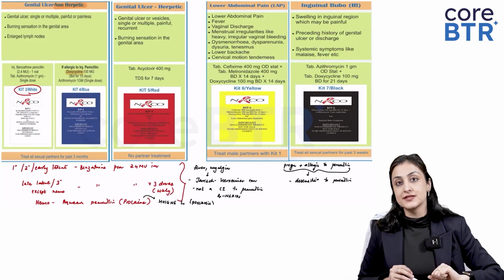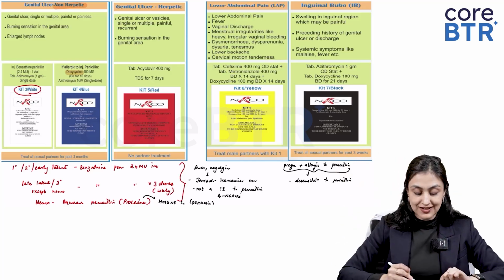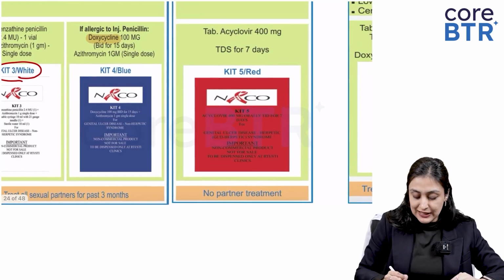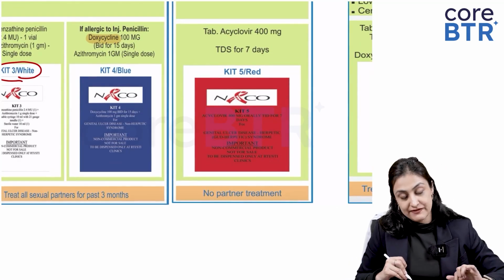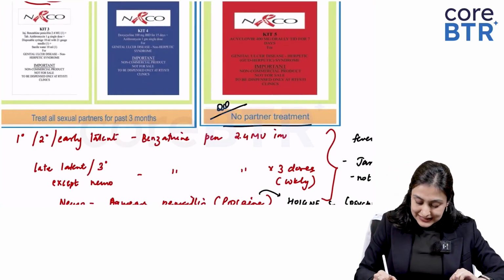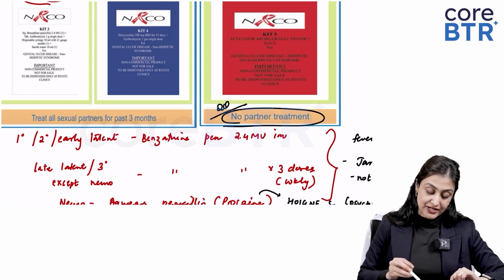So these three ulcers are done. Herpetic ulcer, red base, red kit. This is where we use acyclovir 400 TDS for 7 days. This is a very important question. This is the only kit where we do not need to give partner treatment.